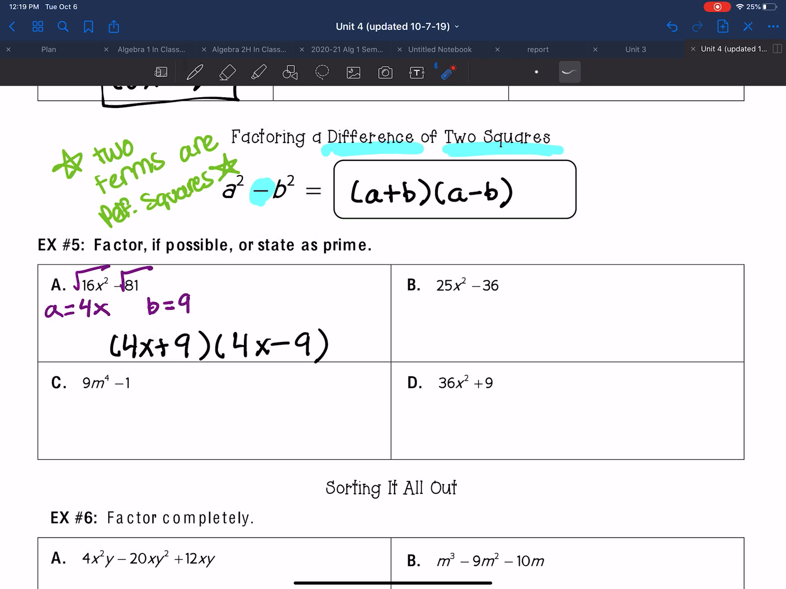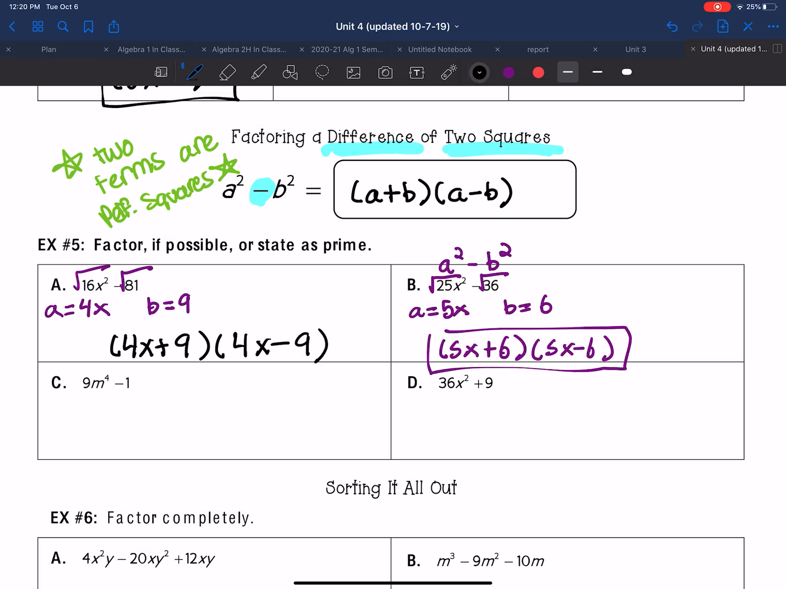All right, part B, 25x squared minus 36. First thing I want to do is figure out what my a and b terms are because I'm trying to see if this follows a squared minus b squared. So if I take the square root of this, I know that a is going to be equal to 5x because the square root of 25x squared is just 5x. And then b, if I take the square root of 36, is going to equal 6. So now that I know what a and b are, I can plug them into this formula. So I'm going to have 5x plus 6 times 5x minus 6. That's a plus b times a minus b.